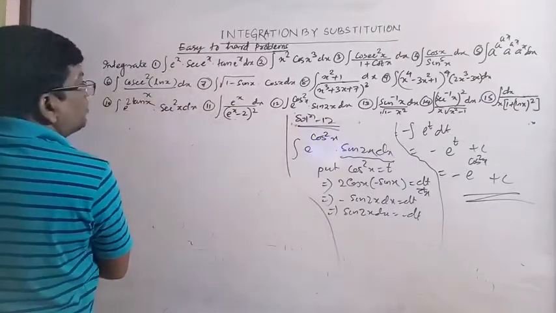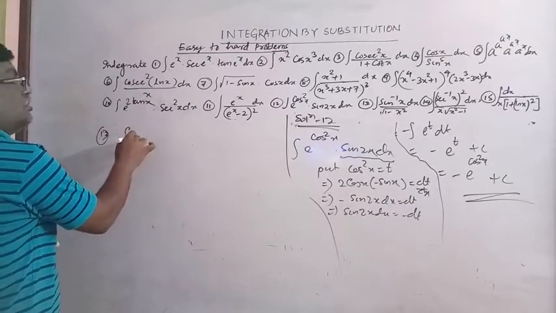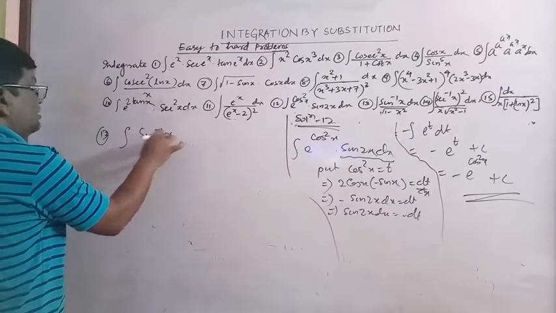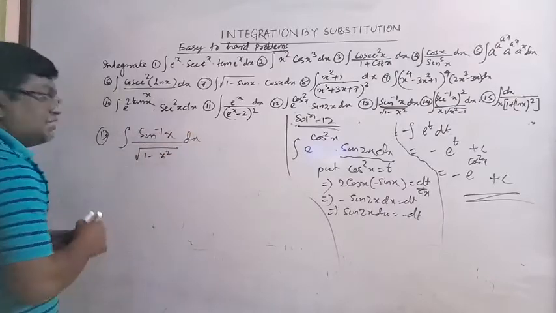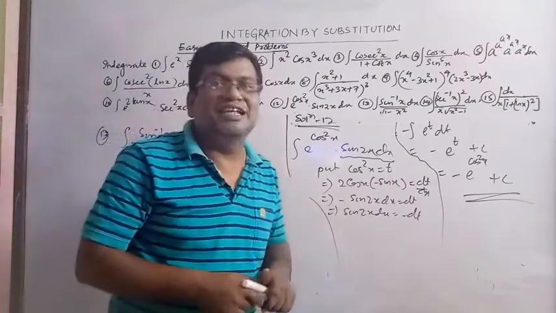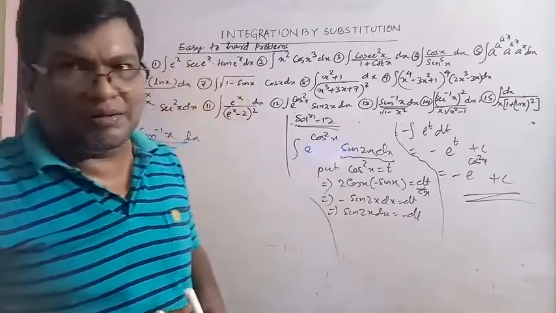Answer of question number 13. Integration of sin inverse x divided by root over 1 minus x square dx. What is the derivative of sin inverse x? The derivative of sin inverse x is equal to 1 by root over 1 minus x square.